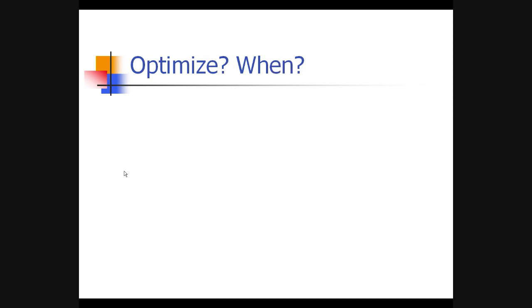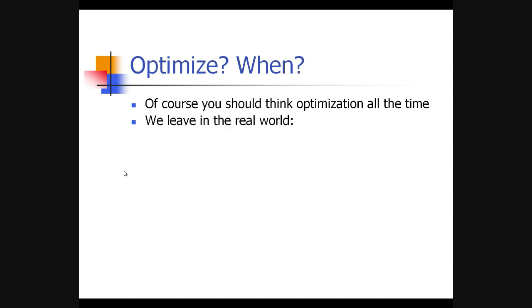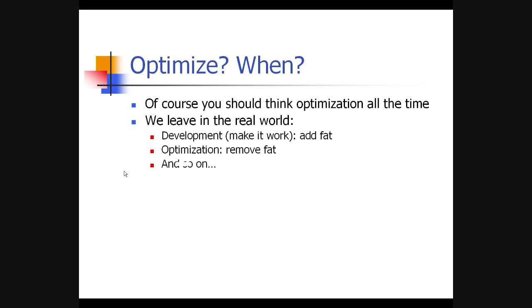So when do you want to optimize? Of course, you should think about optimization all the time when you are coding. But we all live in the real world and, well, it's not working that way. So, basically you have two phases in your development cycle. First, the real development, make it work. And basically you add fat to your program. Then, well, you try to optimize and remove the fat, and then you start again.